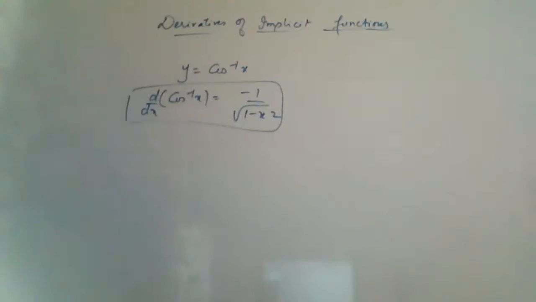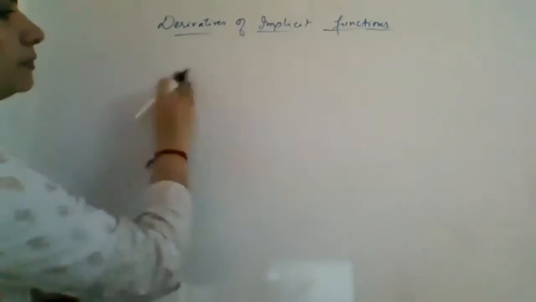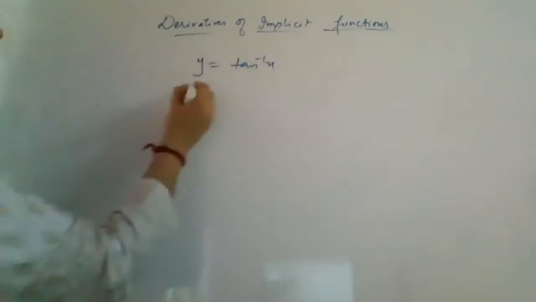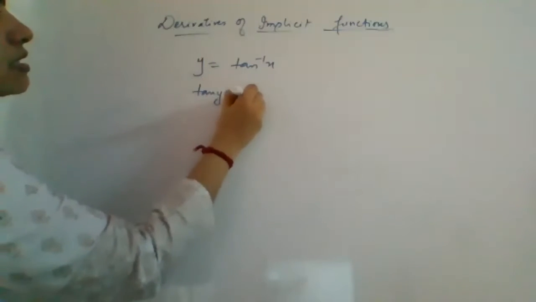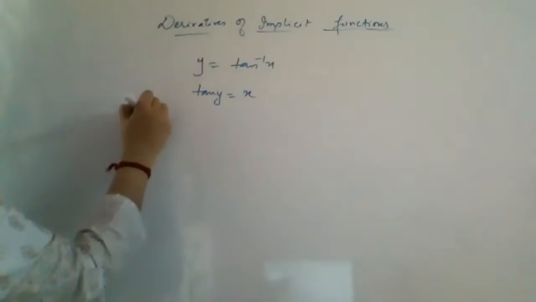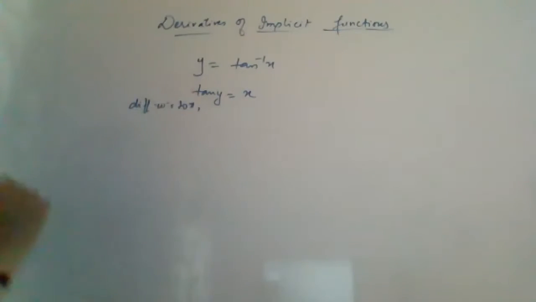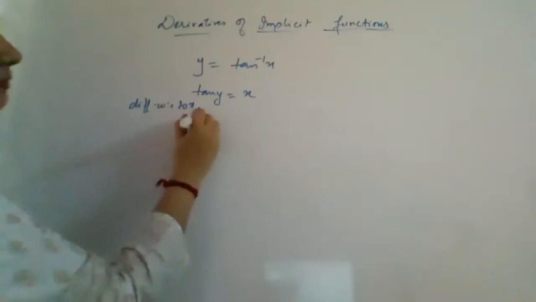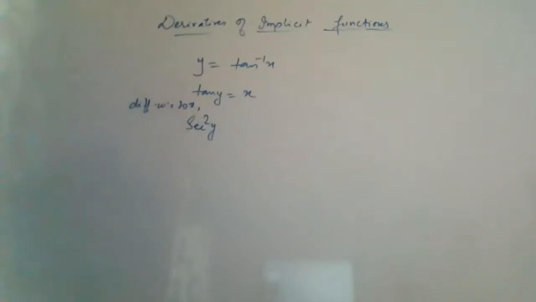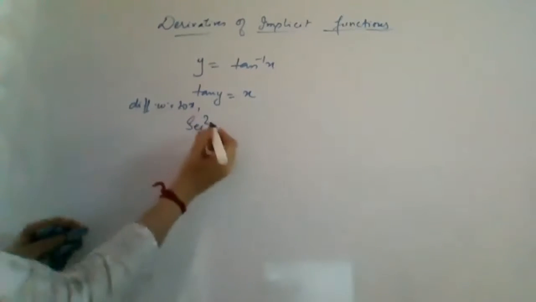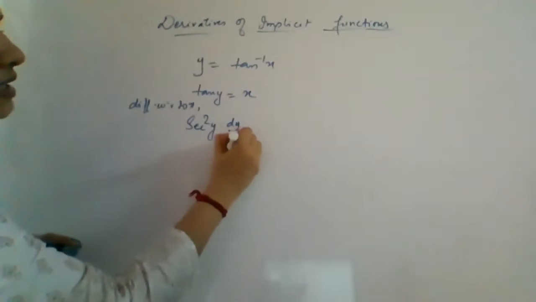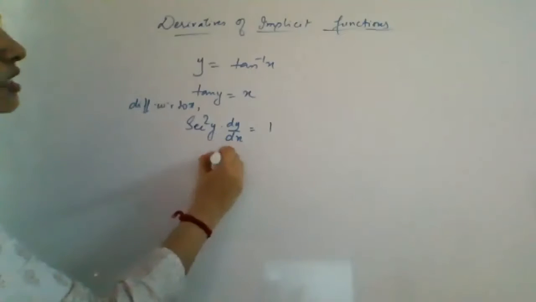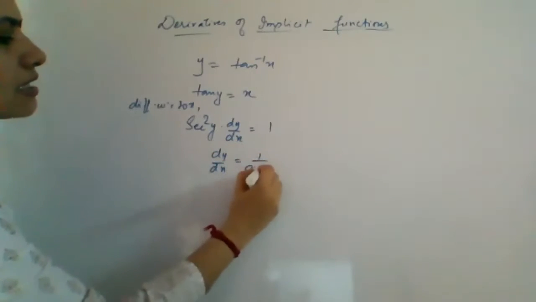Okay. Next, the proof is given for tan. y is equal to tan inverse x. For tan inverse x, again we will do the same process, that is tan y is equal to x. Now we differentiate with respect to x on both sides. We know tan y's derivative. What is that? Sec square y, together with, since it is y, you have to differentiate y with respect to x, so you get dy by dx also. And this will give you 1. So after differentiation, your dy by dx became 1 by sec square y.